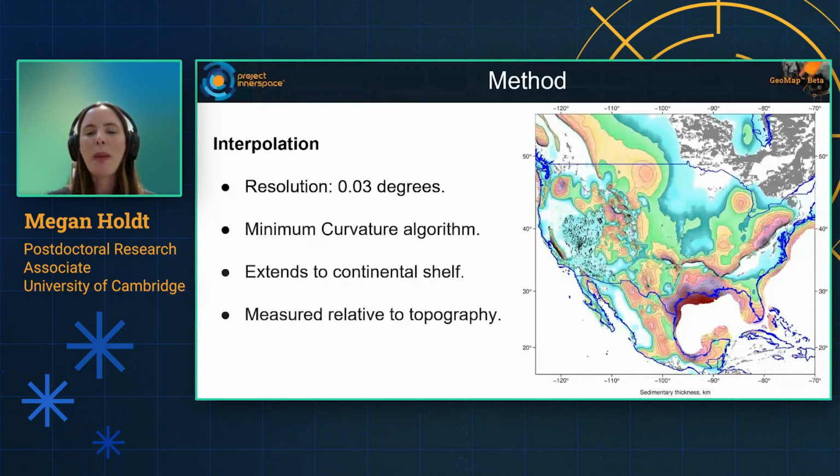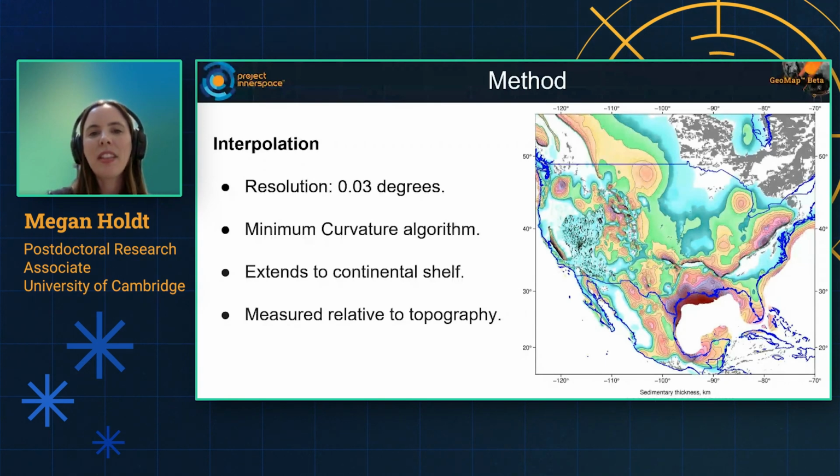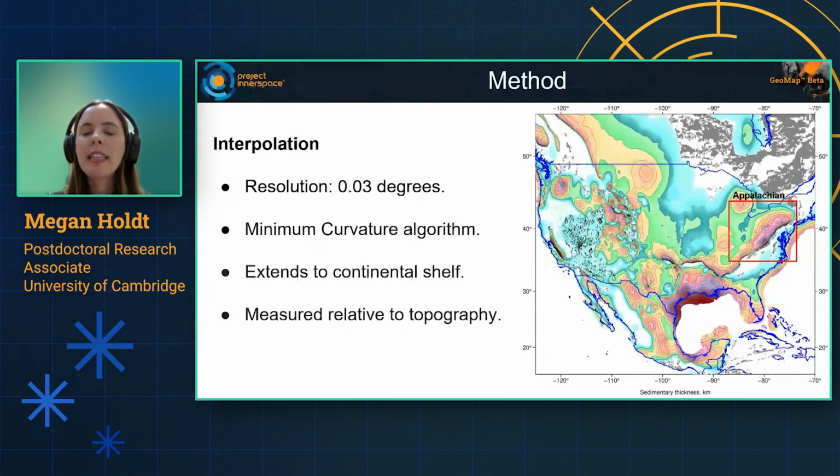Okay, and just paring back the data so you can see some definition in the basins. This is what the sedimentary thickness looks like for North America. So next slide. Okay, so I thought I'd dive in and share an example from the Appalachian Basin, just to give you a feel for the metadata that we'll be sharing alongside the grid.